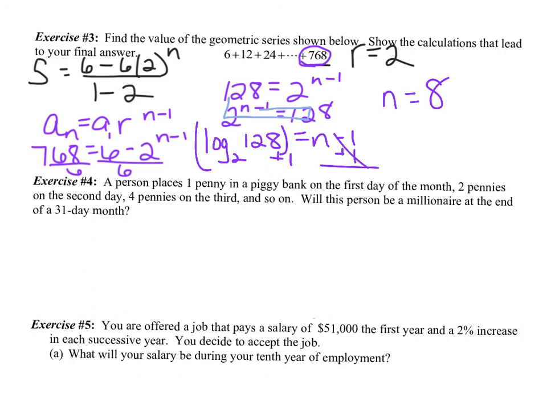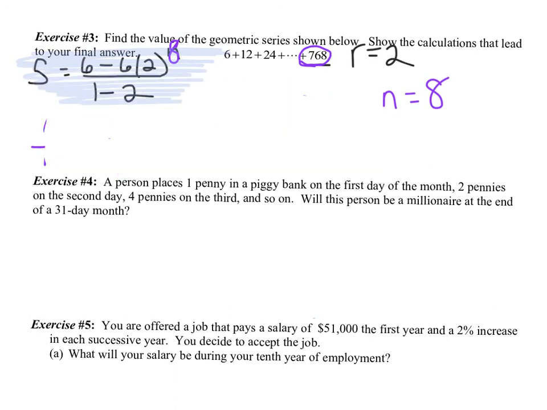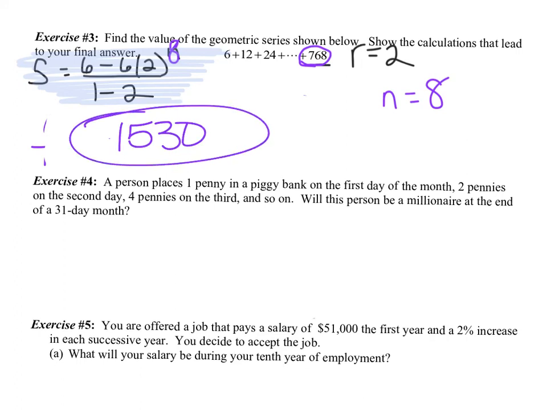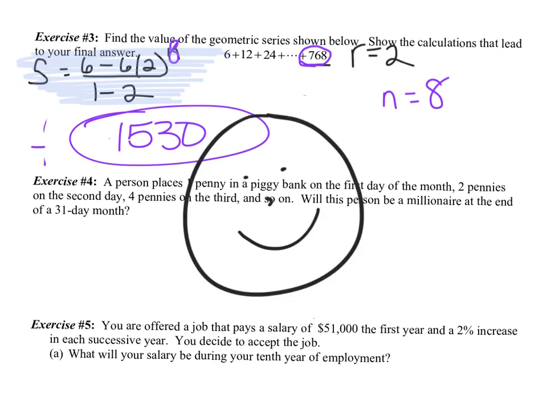Now, I know my N. Now I can go back to the series that I already wrote in the beginning, and I'm going to put an 8 there. And now I'm going to put this whole crazy thing in my calculator. And when you do that, you should get 1530. If you're not getting that, again, I want you to message me right away, because if you don't and it gets away from you, you're going to have a really hard time with the homework.